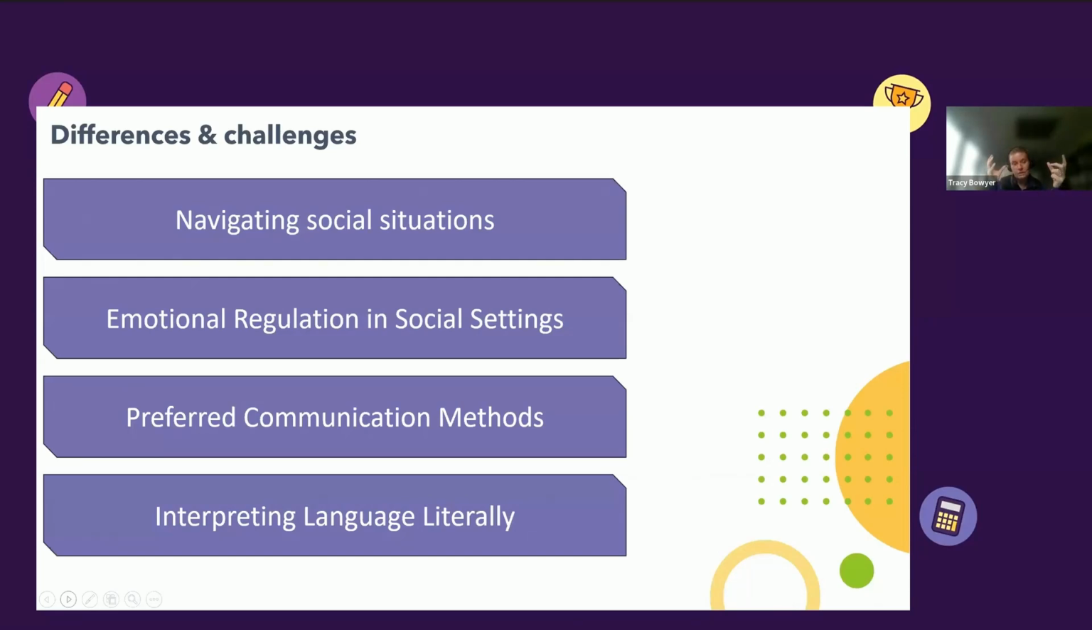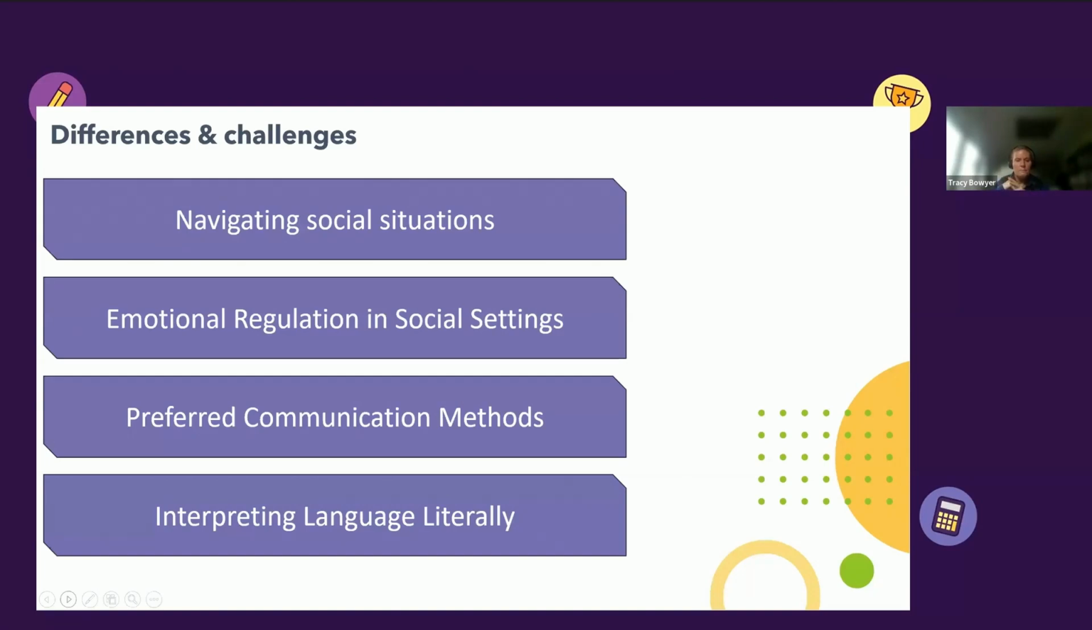And then emotional regulation in social settings. So again, our young people might experience overstimulation. If they are in busy settings where there are lots of other young people, crowded playgrounds, for example, particularly if they experience those sensory sensitivities, then they can experience that sensory overload and become overstimulated. If they become overstimulated, then they may well struggle to regulate those emotions. So we might see young people becoming anxious, becoming overwhelmed, even shutting down.